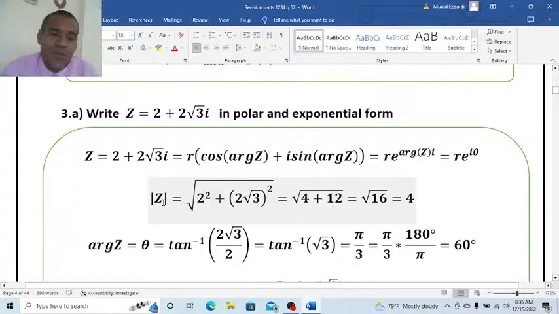Connection is too bad. The modulus of the complex number z: the real part squared, 2 squared, is 4. Then the imaginary part, 2 root of 3, all squared is 12. The modulus, I need to find the argument of z equal theta.